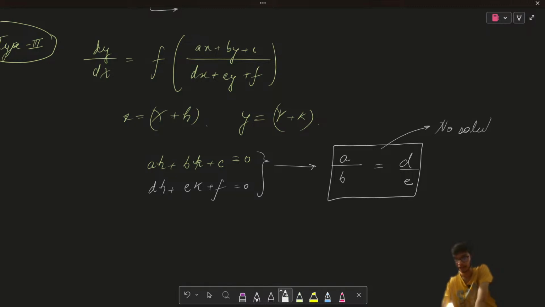Because ultimately, after doing the transformation, I have to get back to the answer in the form of the original x and y. Also, to replace h and k with constants, I need to know the real values of h and k, so that I have it as a homogeneous form of differential equation. But if I don't have any solution, I cannot find the values of h and k, right? So what am I going to do in this case?